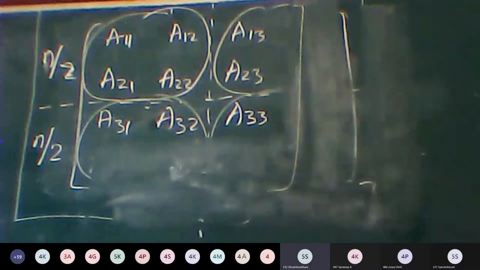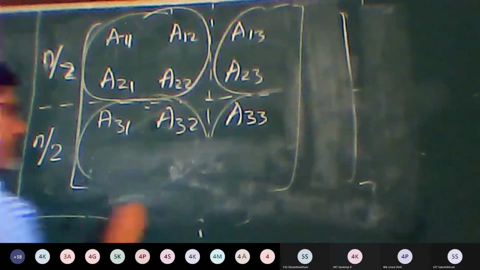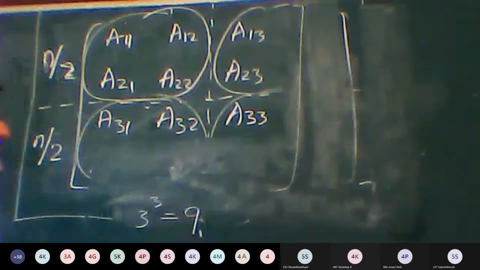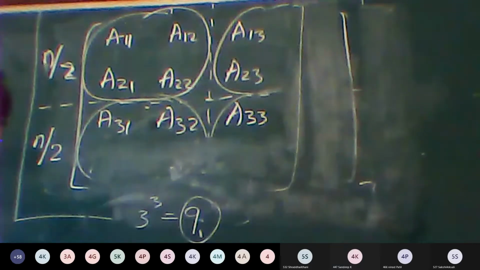3 cross 3. 3 into 3 cross 3 means if you try to perform 3 to the power of 3, we get something as a 9. This 9 is not a power of 2.